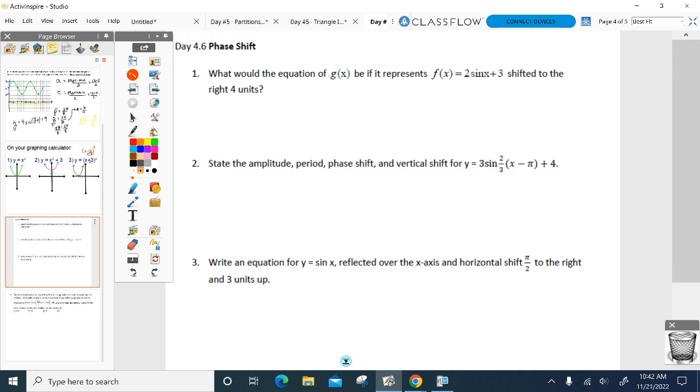All right, so I have this new equation. You should be on 4.6 where it says phase shift. I have this equation here: 2 sine x plus 3. It's got an a and a c value. But what I want to do is take that and move it to the right 4. Write the new equation. Take it, move it to the right 4. And I'm going to call it g of x.